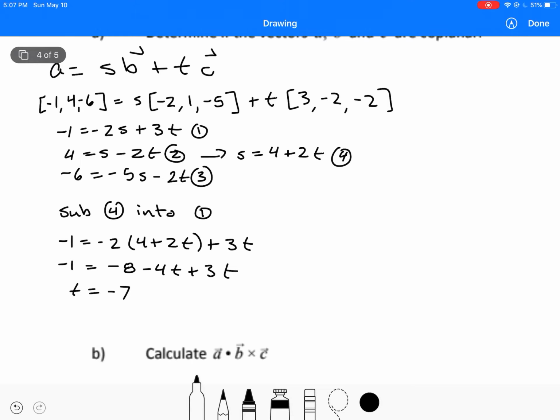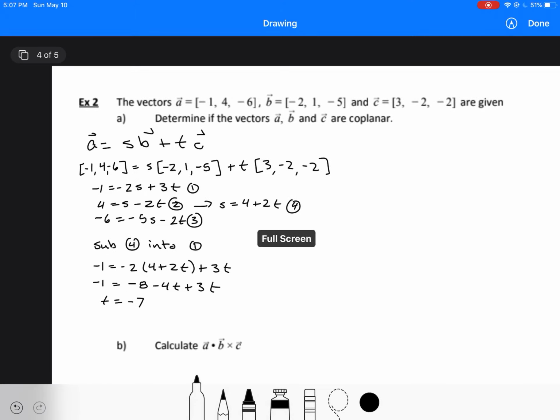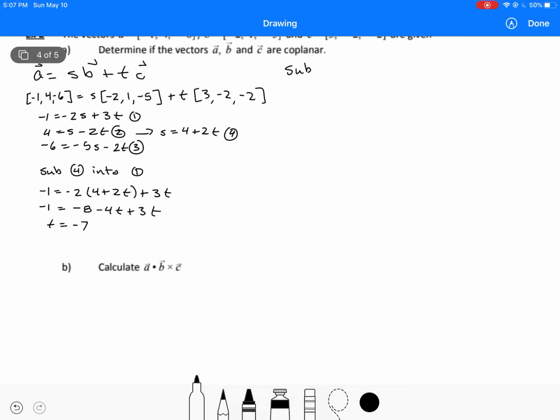Great. Things are good. Now we're going to sub t equals minus 7 into, let's use our fourth equation so that we can solve for s. So we've got s equals 4 plus 2 times minus 7. 4 plus minus 14, s would be minus 10. So great, we found s and t using 2 of the equations.